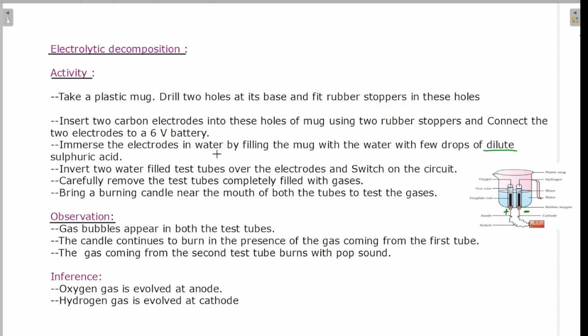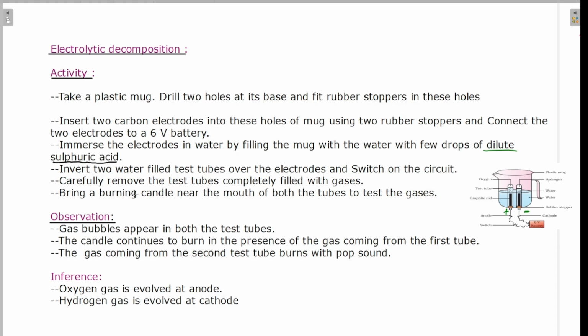Now immerse the electrodes in water by filling the mug with water with a few drops of dilute sulfuric acid. Why are we going to add sulfuric acid here? Because pure water is not a conductor of electricity. So in order to help in the ionization of water, dilute sulfuric acid is added. Next, invert two water-filled test tubes over the electrodes and switch on the circuit.